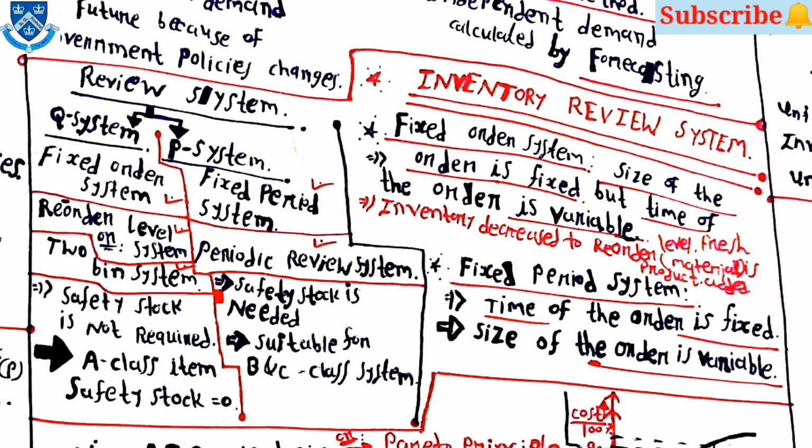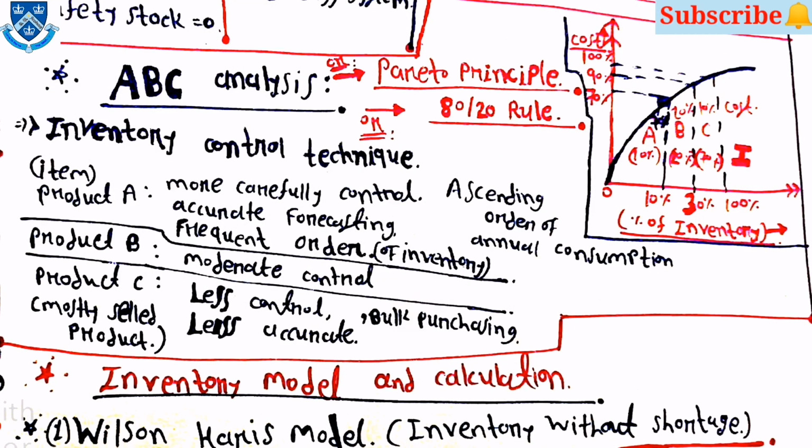Then inventory review systems: first one is the fixed order system and the second one is the fixed period system. For the fixed order system, the size of the order is fixed but the time of the order is variable, and in the fixed period system, the time of the order is fixed and the size of the order is variable. Then ABC analysis, this is also very important.